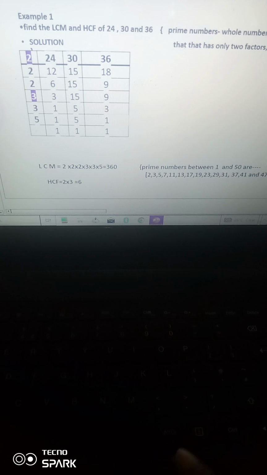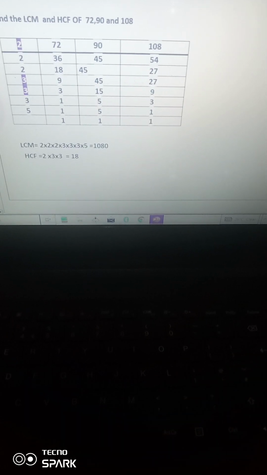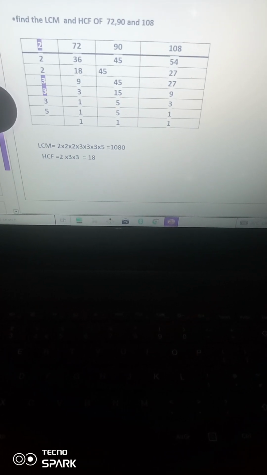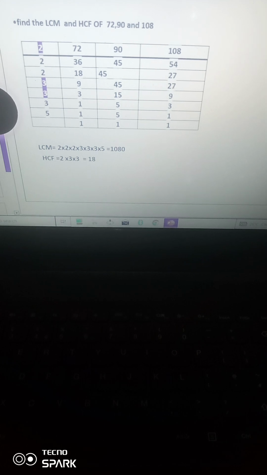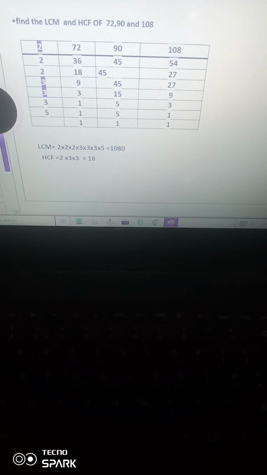Example 2 says, find the LCM and HCF of 72, 90, and 108. The same thing we are going to do. We are going to start the division by the least prime number, which is 2. That is if it can divide all of them.